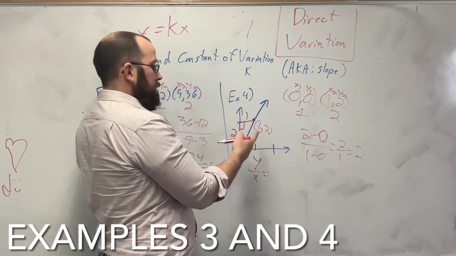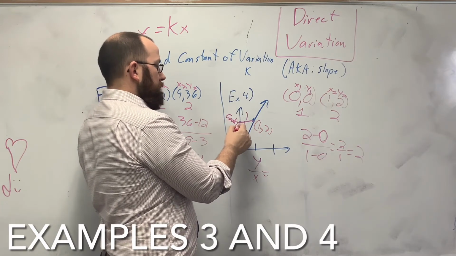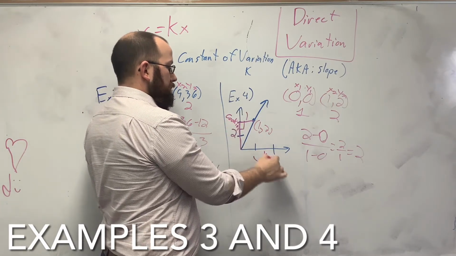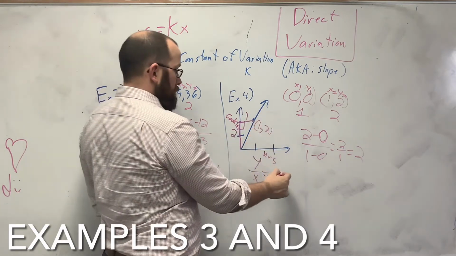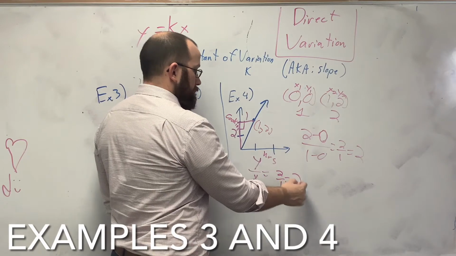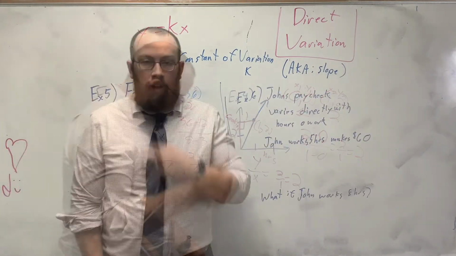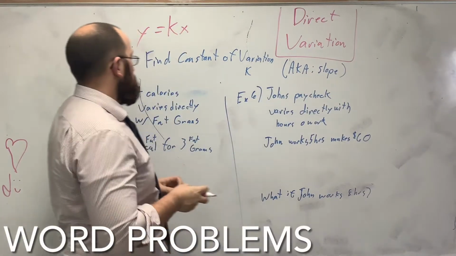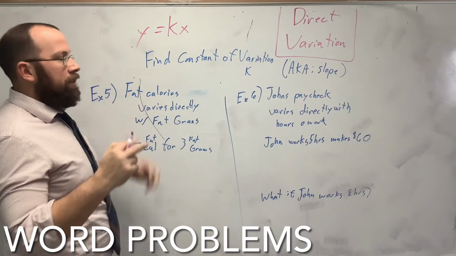So you can say, call this cookies, call this hours. So this would be cookies varies directly with hours. So 2 over 1 is 2. Either way is fine. All right, last two. Find the constant of variation.